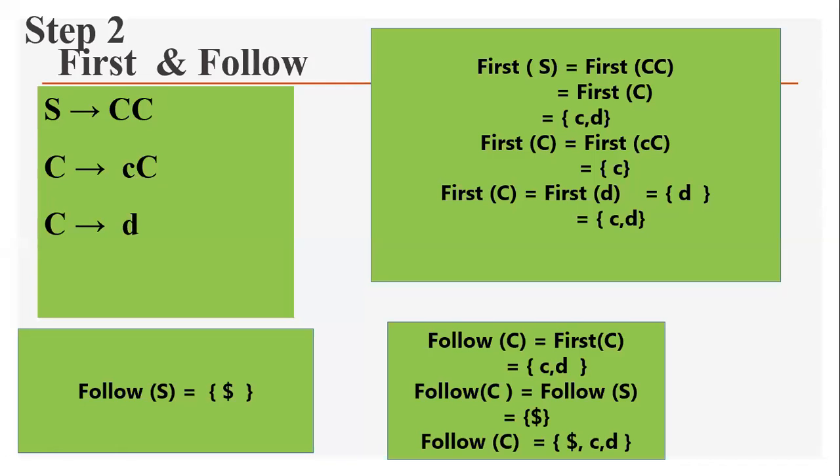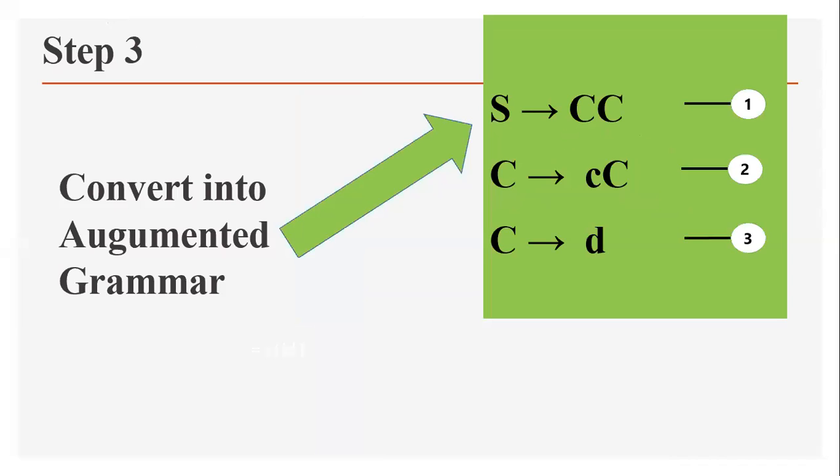You computed first and follow. What is the next step? The next step is converting our given grammar into an augmented grammar. So you just add one more non-terminal on the LHS side and the RHS side, and this new non-terminal continues with the old start symbol. So that's what we have written. One level higher, we extended our given productions.